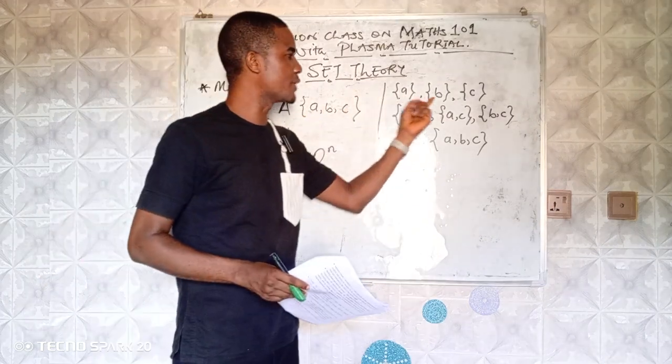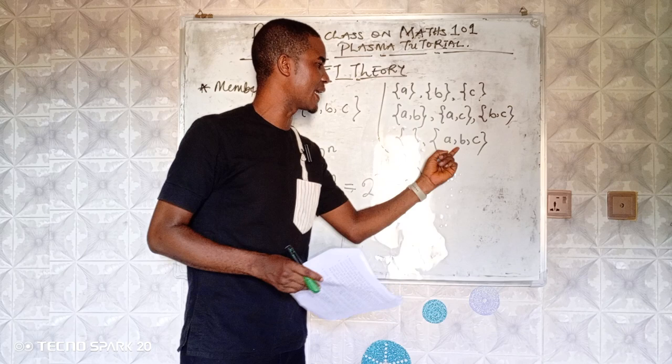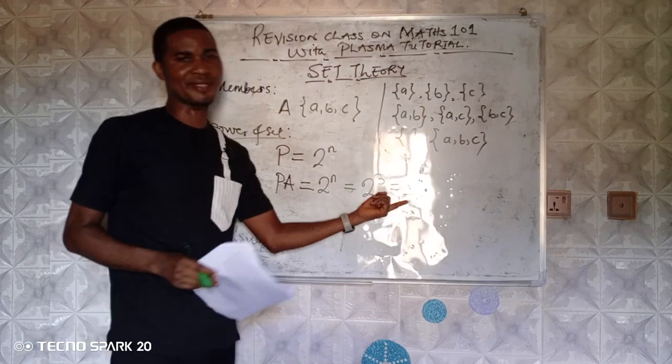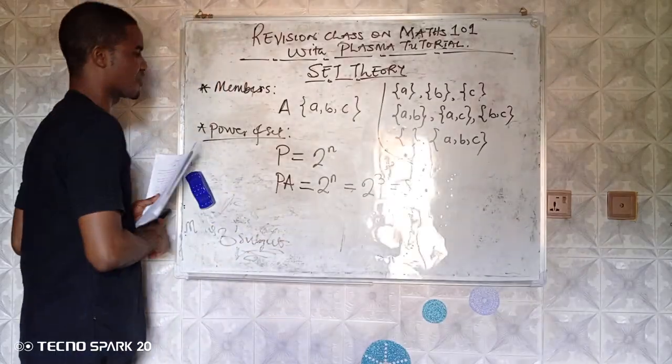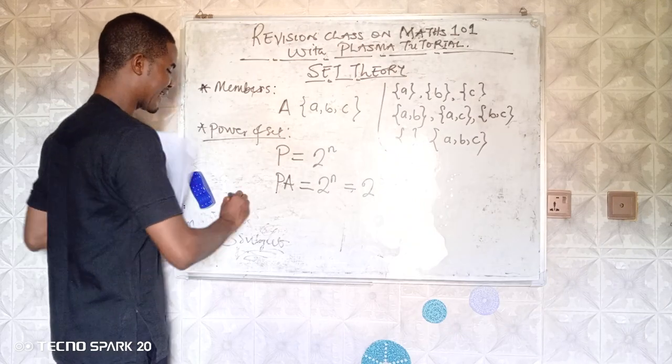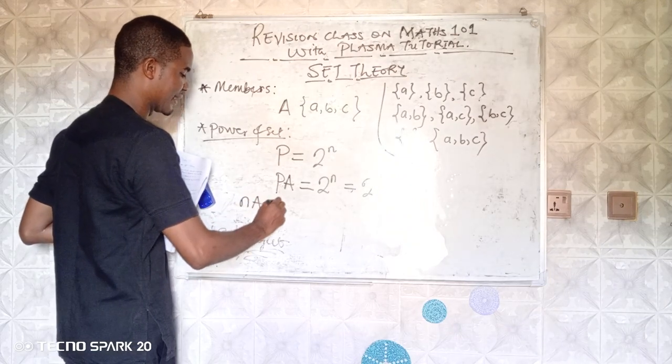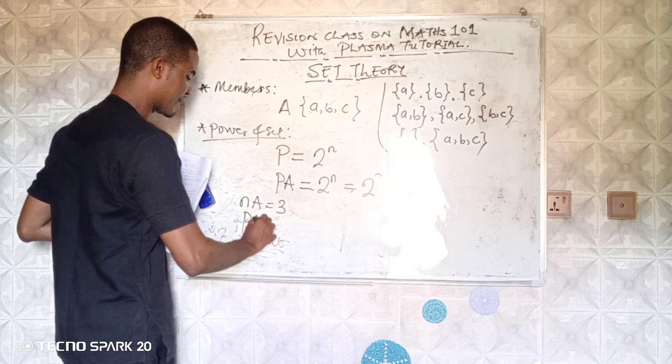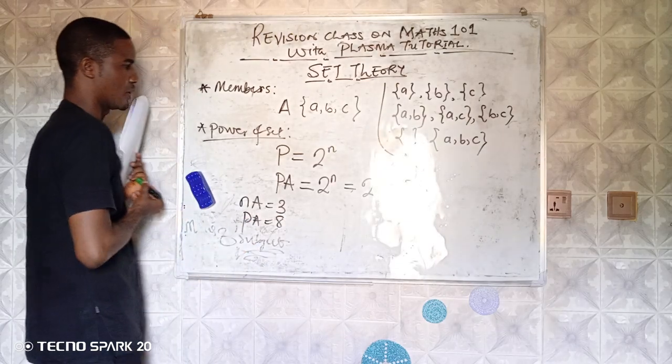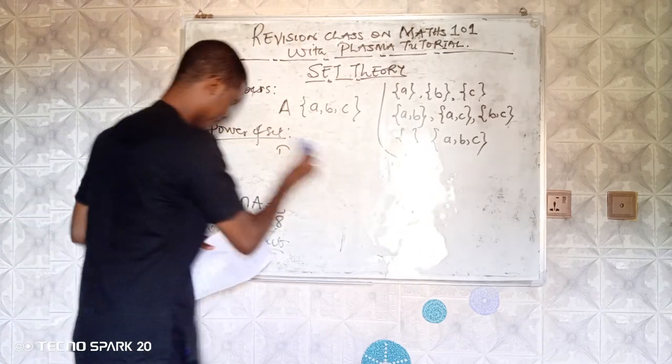Now, their number, 1, 2, 3, 4, 5, 6, 7, 8, tells us the power of the set. I believe this is very clear. So remember that if they ask me, the cardinality of set A is 3. The power of set A is 8. You know how we got that. Okay, let's move on.